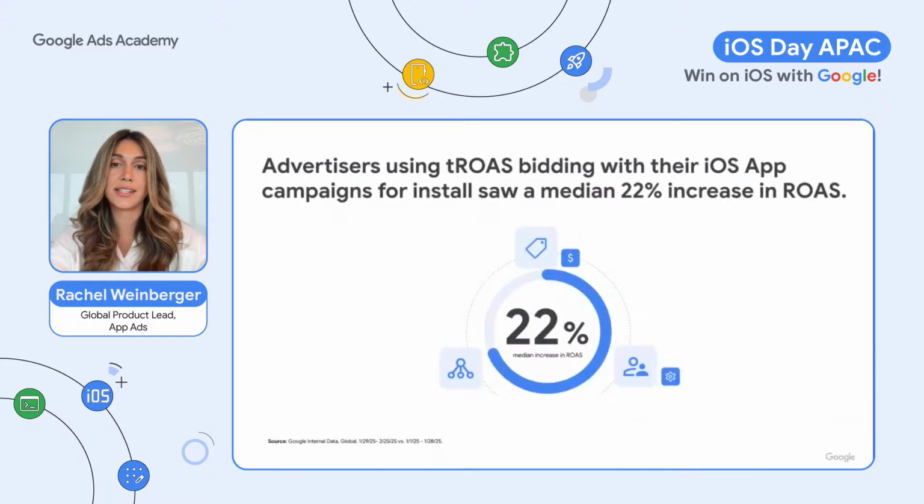And after a detailed analysis, we're really excited to share that we're seeing amazing results in just a few months post-launch. Advertisers using TROAS bidding with their iOS app campaigns for installs saw a median 22% increase in ROAS.